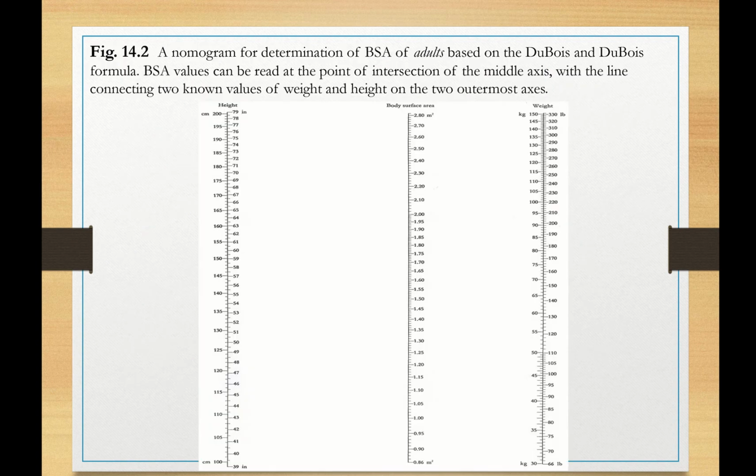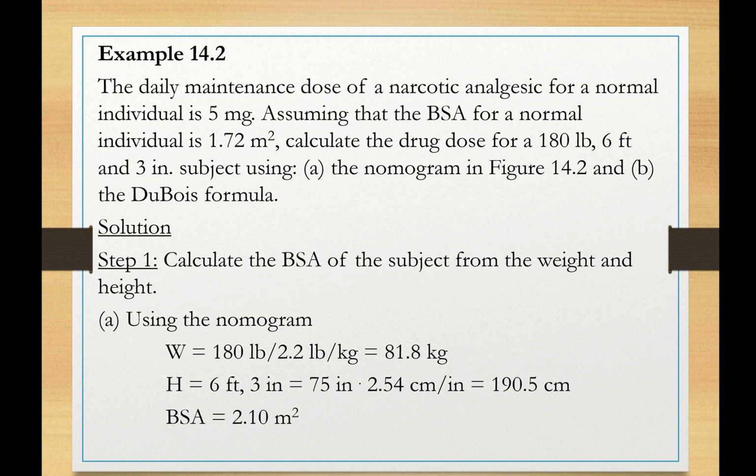Okay, so this is a nomogram for adults using the Dubois and Dubois formula. Perhaps we can use it later to demonstrate how to use it. Maybe we can use it here. Yes, that's good. So here we have a daily maintenance dose of a narcotic analgesic for a normal individual of 5 milligrams, assuming that the BSA for a normal individual is 1.72 square meters. And this is a value that you have to memorize for, let's say, the NAPLEX exam or licensure exam for pharmacists.